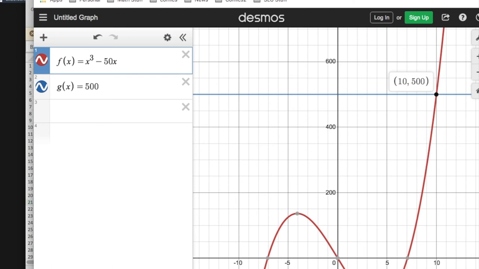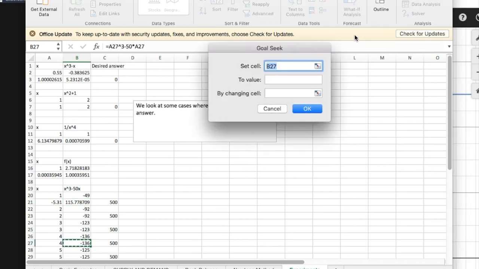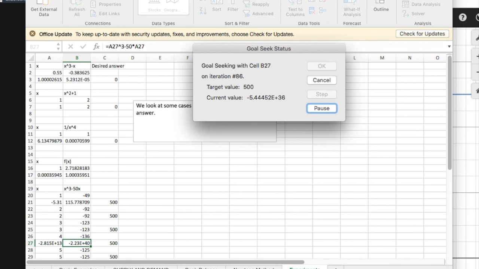Looking at the picture, I need to get past 4, so I'm sliding downhill. So I'm going to suspect 4 will cause problems, but 5 should work. So I'm going to look at this and do my goal seek again. I'd like to go to 500 by changing A27. And 4 doesn't quite get close enough.